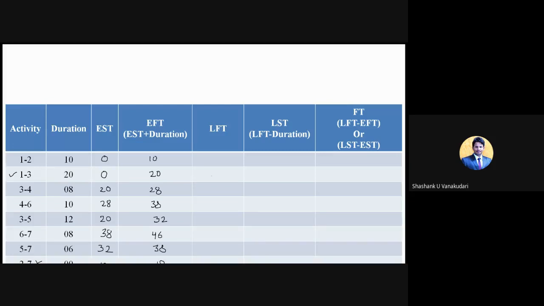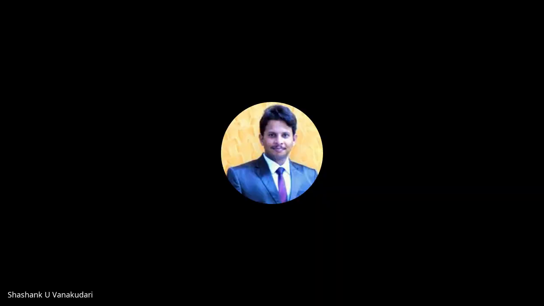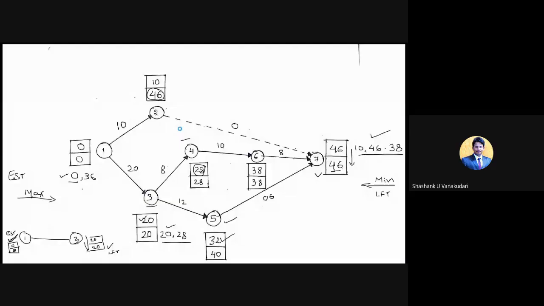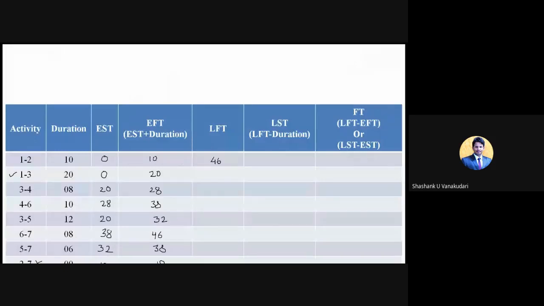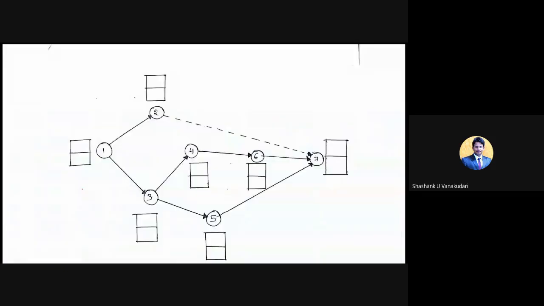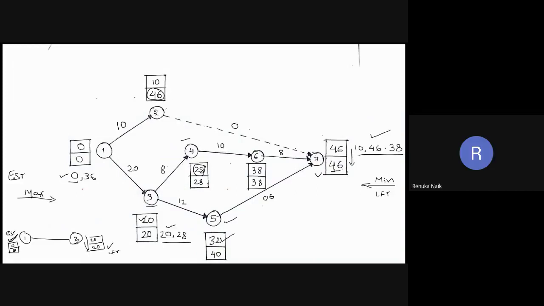Okay, and moving on to the LFT part. So for 1 to 2, what is the LFT here? This is 1, this is 2, LFT value 46. And then for 1 to 3, how much is it? 20. Very good, 20.